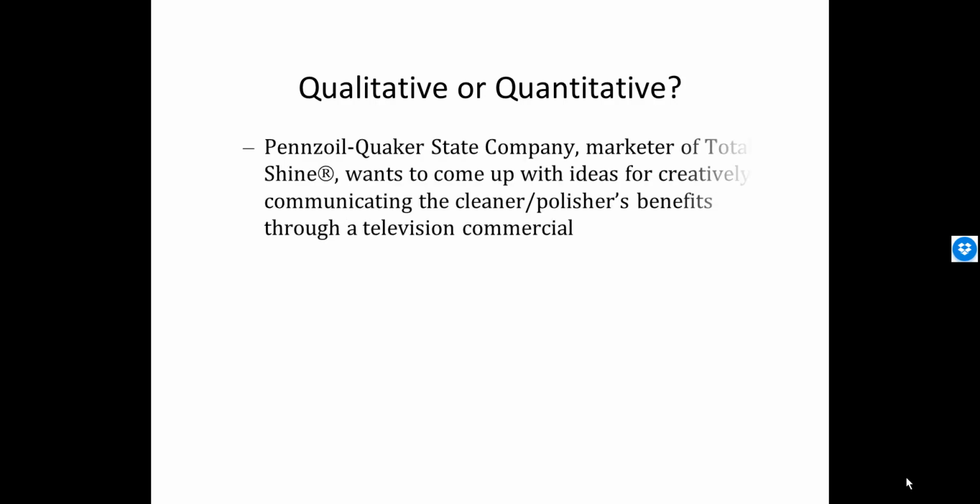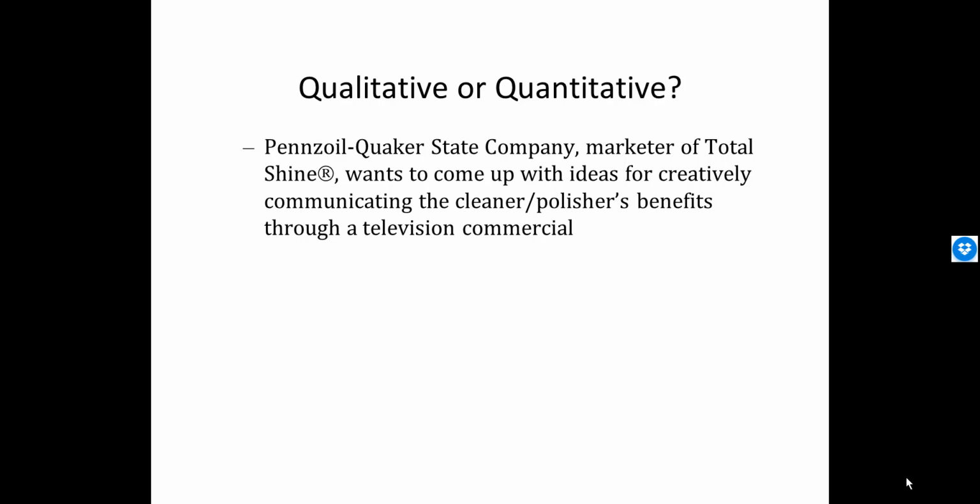Here's an example. Pennzoil Quaker State, which markets Total Shine polisher and cleaner products, wants to come up with ideas for creatively communicating the product's benefits through a TV commercial. Should it do qualitative or quantitative research? Well, here you really need to look at the creative strategy and think about new ideas to communicate the benefits through the advertising.